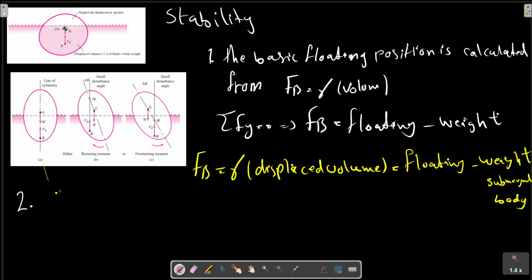The second point in the stability discussion is that the body is tilted by a small angle delta theta, as shown in this picture. The body is tilted by a small angle delta theta, and a new waterline is established for the body to float at this angle.